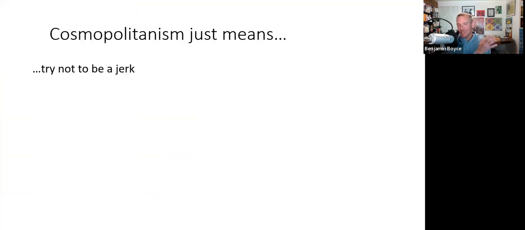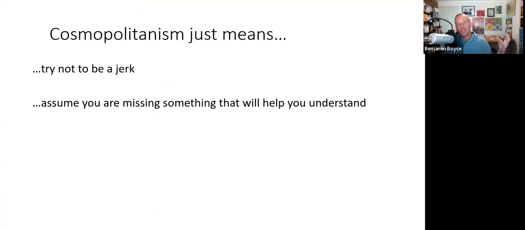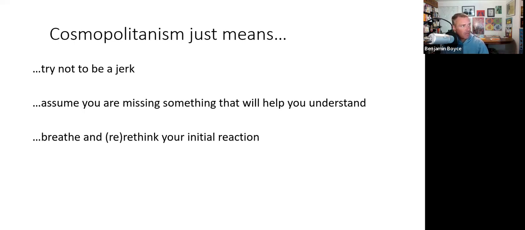So, in short, I like to make things simple, boots on the ground, as I say. Cosmopolitanism means don't be a jerk. It means assume that you are totally missing something that'll help you understand if you can just get a hold of it. And if you can remember what's going on and talk to the right person about it or have the right experience down the road, it will make a lot more sense than it does now. It doesn't mean you need to excuse bad behavior. It means you want to try to understand what looks like bad behavior.